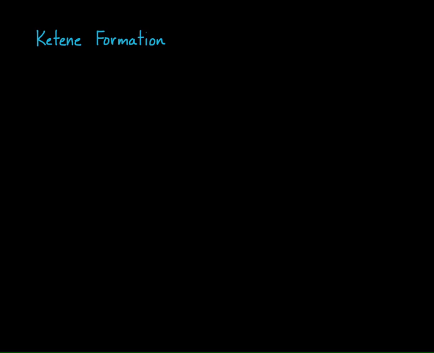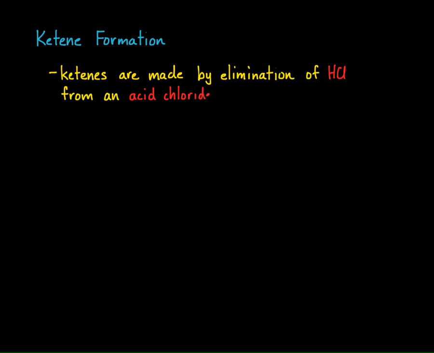The last reaction we're going to take a look at is how to make ketenes. So we've talked about ketenes, but we've never really talked about how to make them. And actually ketenes are relatively easy to make, but they're also relatively unstable. And you make them by eliminating HCl from an acid chloride. The way you do this is you use tertiary amines as bases.